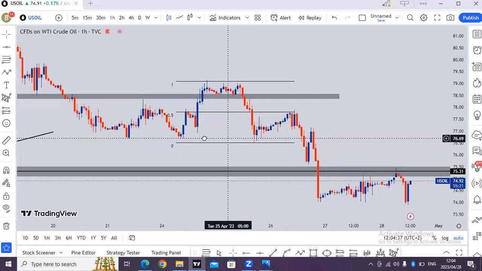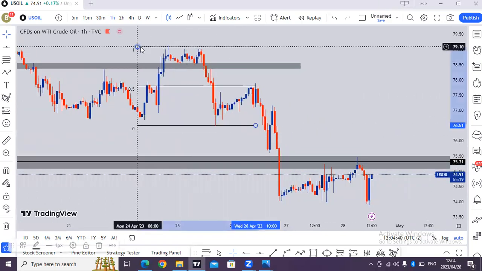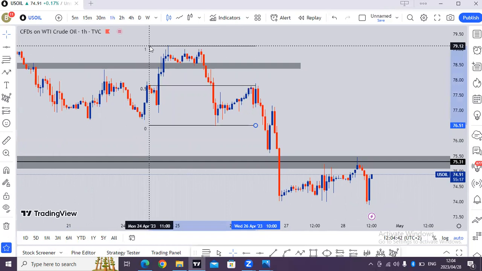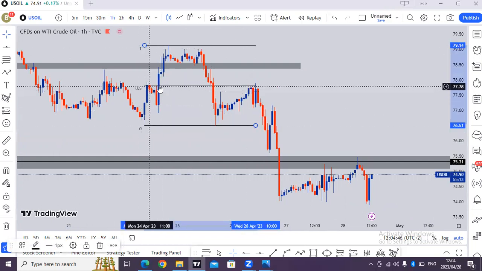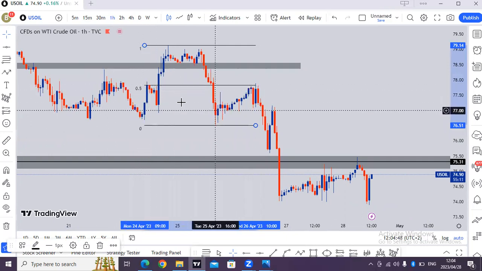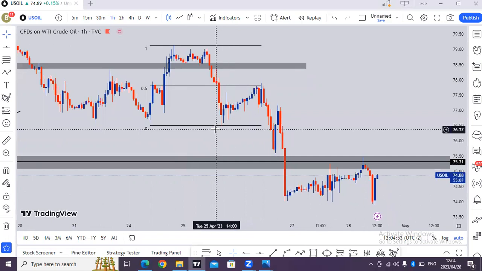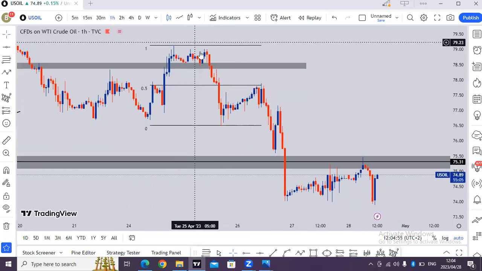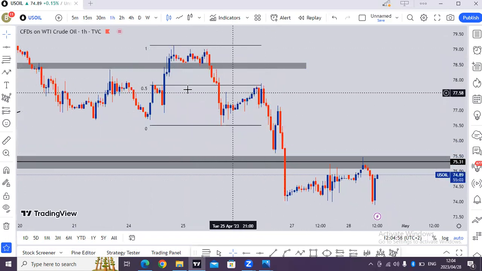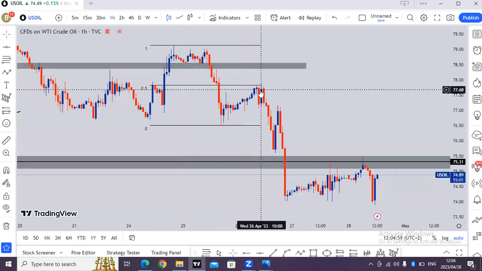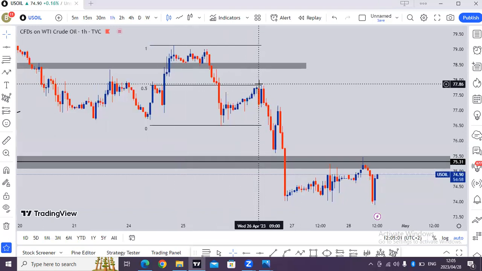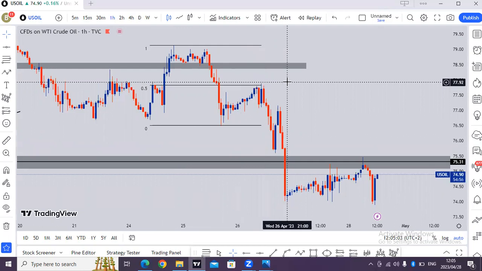Now, what I love about US oil the most is that it respects. I only use this Fibonacci, and as you can notice, it only has the 0.5. I only use it on oil because oil likes to retrace in the middle of an impulse, which is the 50%, right here. Hence why you see this one right here, a perfect rejection.